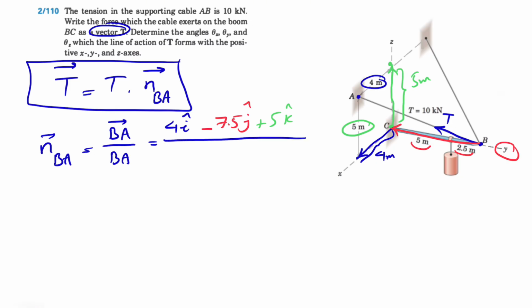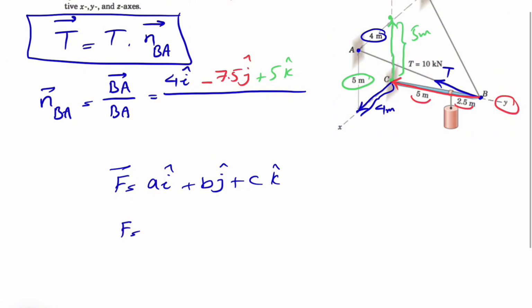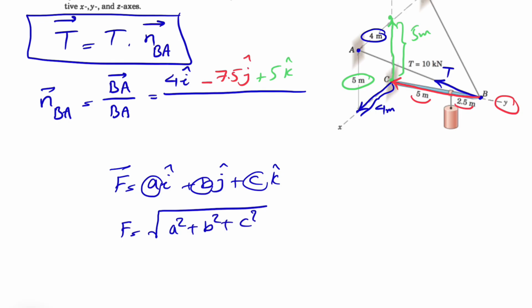And now we're going to move on to the denominator, which is the magnitude of the BA. And this is pretty easy. We have the same formula for 2D and 3D. If we have three components, let's say we have this force of F, which has A, B, and C component. If you want to find the magnitude of F, you just have the square root of each of these to the power of 2. So A squared plus B squared plus C squared.